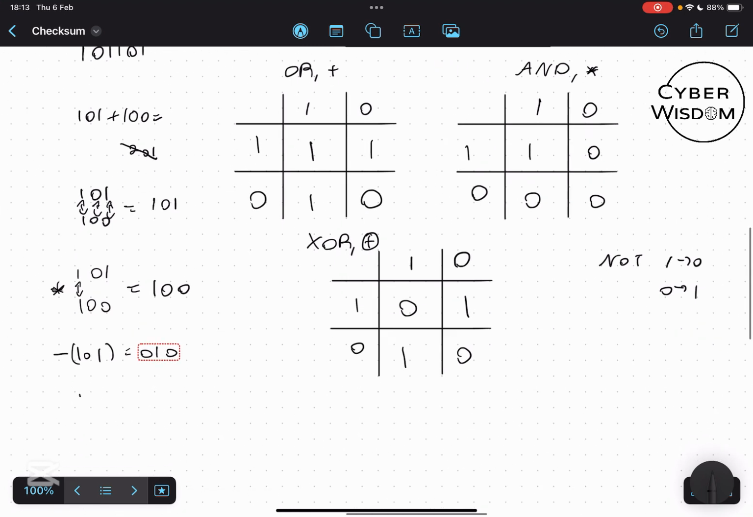So if you take a look again at 1, 0, 1, and 1, 0, 0, we'll have 1 and 1, which are the same, so it's 0, 0 and 0, which are the same, it's 0, and 1 and 0 is 1.